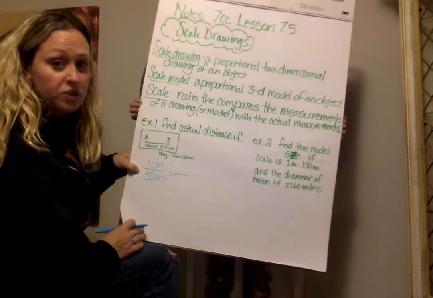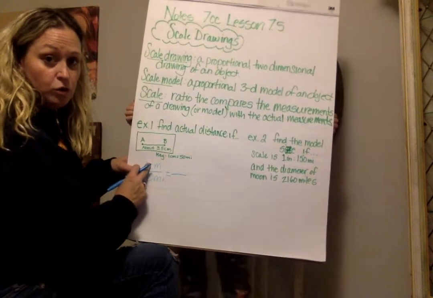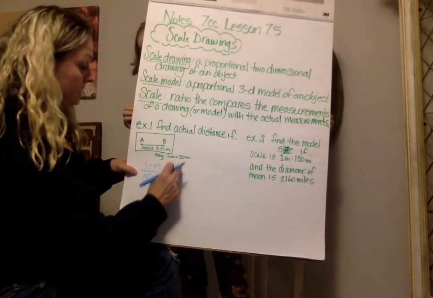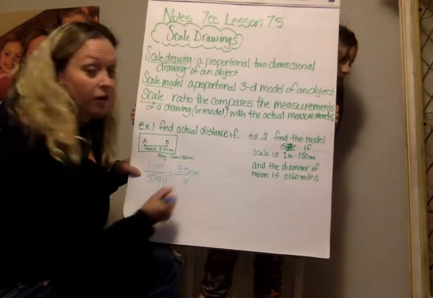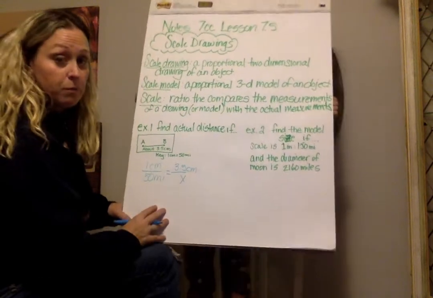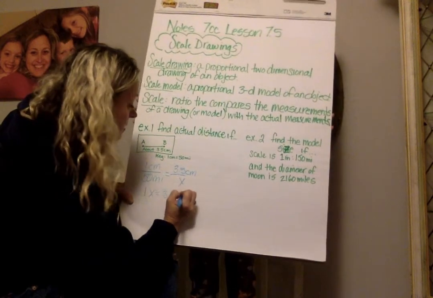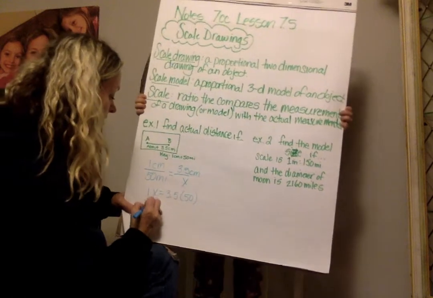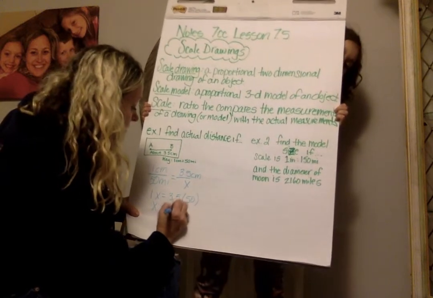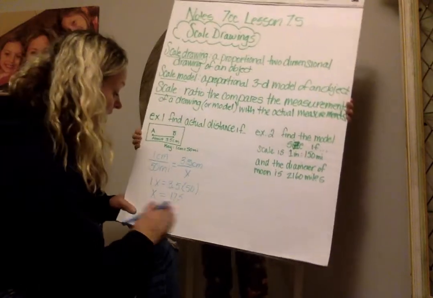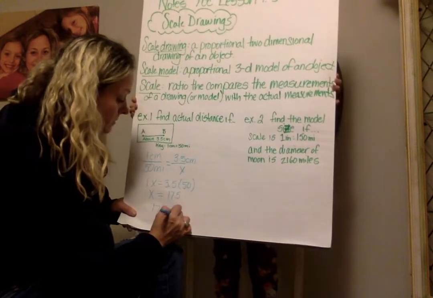And I'm going to write a correct proportion of that by saying, all right, 1 is my numerator compared to the actual, so drawing compared to actual, and then I'm going to go ahead and say on the drawing, it's 3.5 centimeters, and I am looking for x, the actual miles. Now I'm going to solve this proportion, and I'm going to say that 1x is equal to 3.5 times 50, and then I'm going to say that x is equal to 175. So because x is 175, I'm going to say that the actual distance is 175 miles.